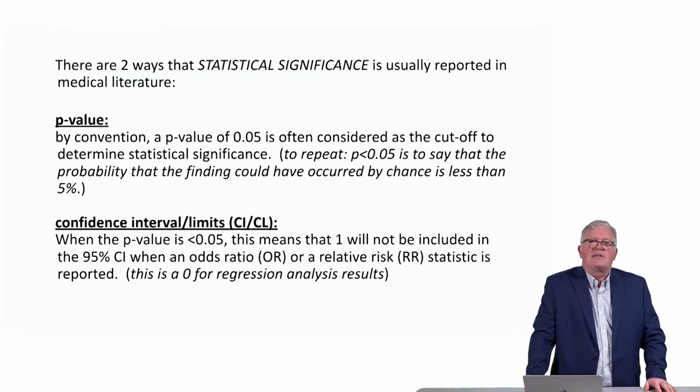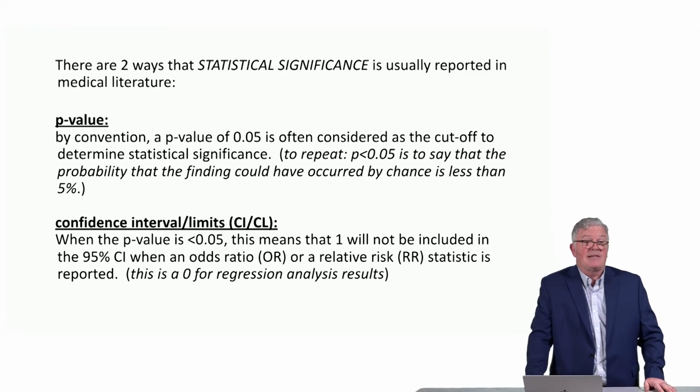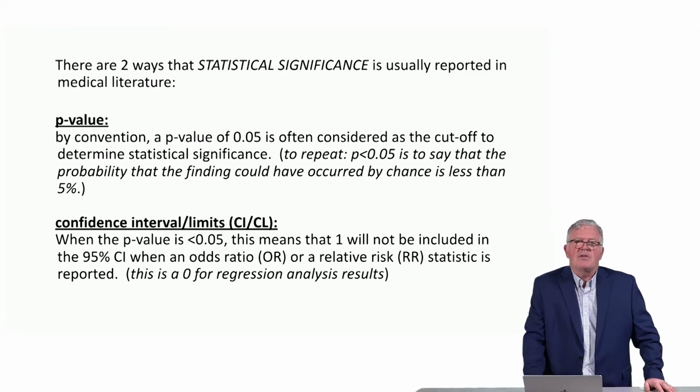There are two ways that statistical significance is usually reported in the medical literature. We've been talking about the p-value, and as we've said, a p-value of 0.05 is often considered as the cutoff to determine statistical significance. And to repeat, that is to say that the probability that the finding could have occurred by chance is less than 5%. But the other way of detecting statistical significance is looking at the confidence interval or limits.